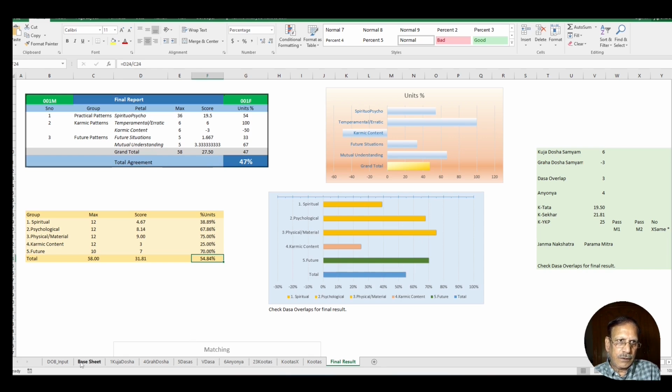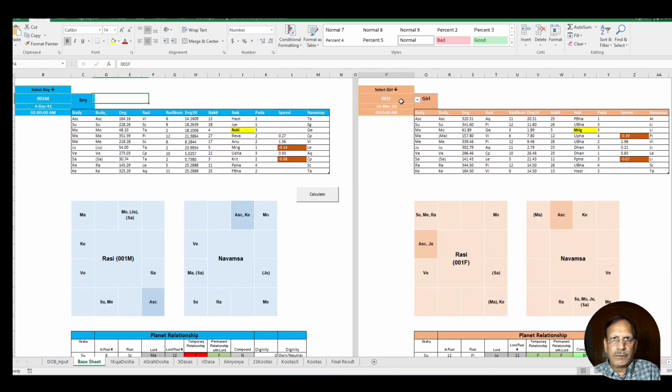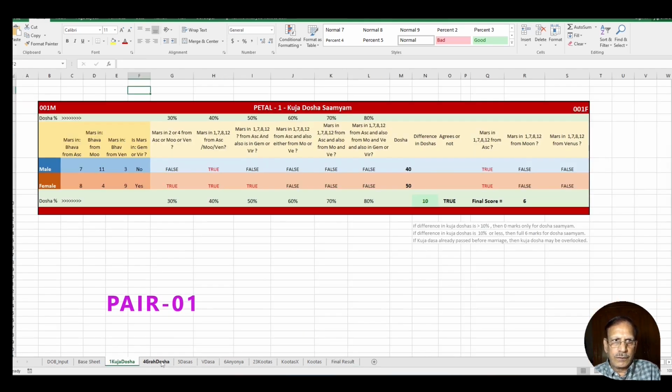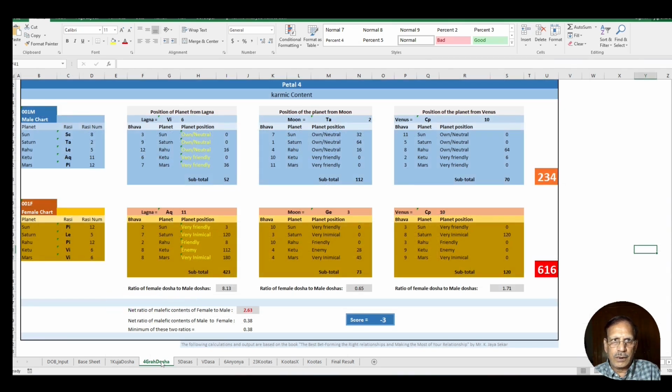For this particular one, 01M, 01F, they are still surviving. Quality of marriage is good. Dosha is matching. Graha dosha is very high for the female actually.